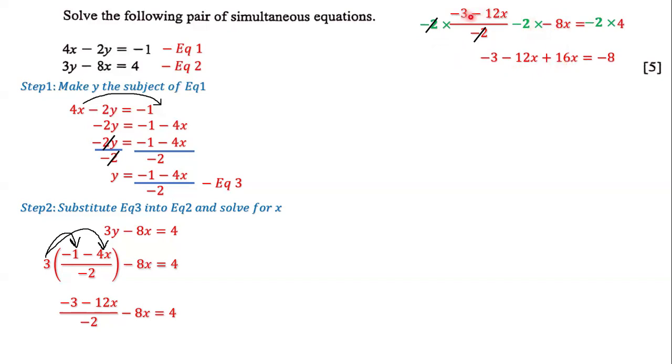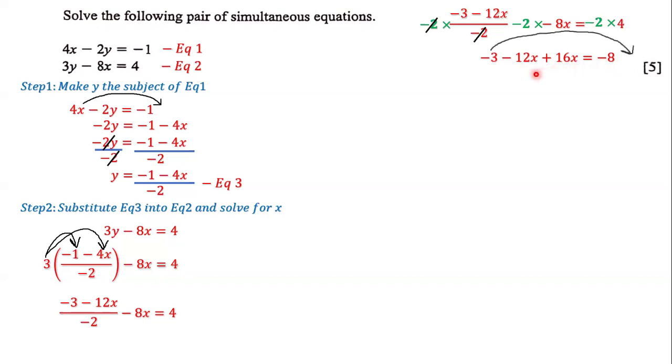So what happened now? We still have our numerator, which is -3 minus 12x. We have a -2 multiplied by -8x, and that gives us a positive 16x. And we have a -2 multiplied by 4, and that gives us a -8. And so here we have our equation. This is nice because we do not have to deal with our denominators anymore.